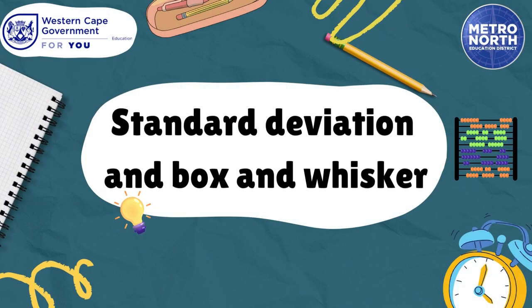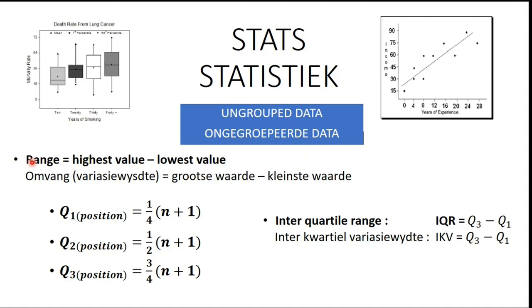I see that lots of grade 12s and grade 11s confuse range in graphs, where you have domain and range, with the range in stats. Now, it's not the same thing. Of course, the range in stats is the highest minus the lowest. Most people get full marks for that.